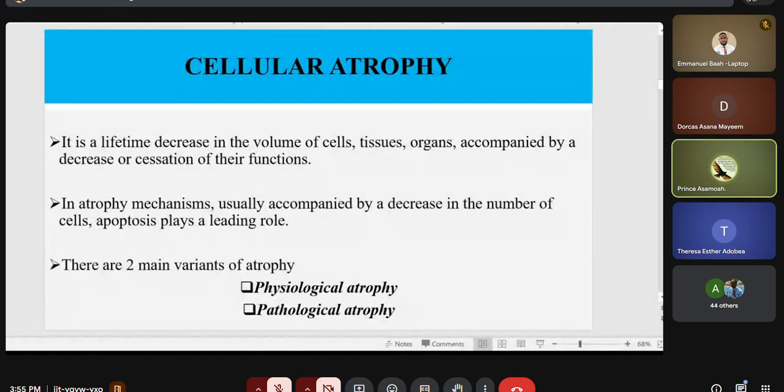Now, is there any more question, suggestion, contribution before we move on? Okay. So now let's go on. We are talking about atrophy.